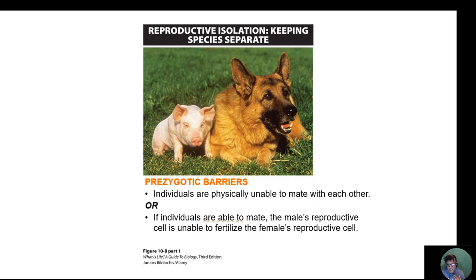They're either not physically able to, as we can see here, we compare this pig with a dog, just not physically possible. Or even if it were possible and they were to find a way, that fertilization is not going to actually happen when you put the sperm and the egg together.